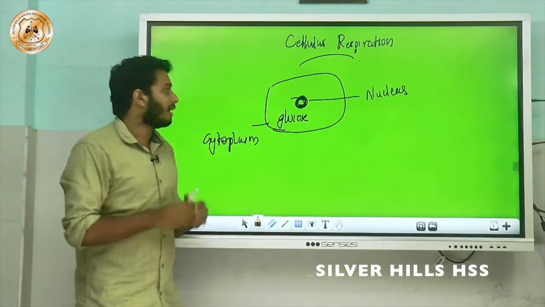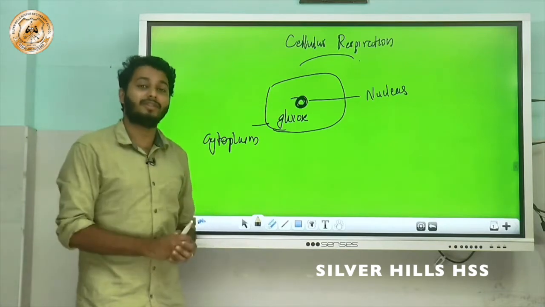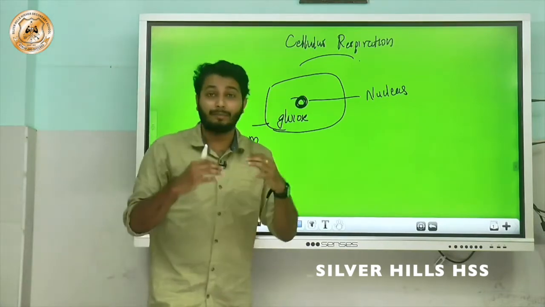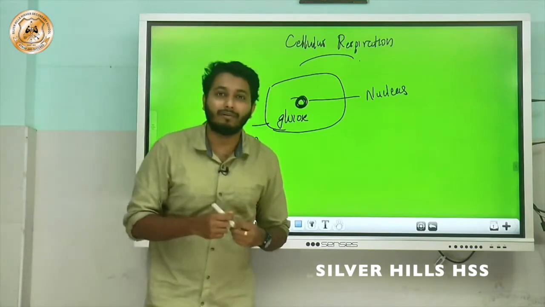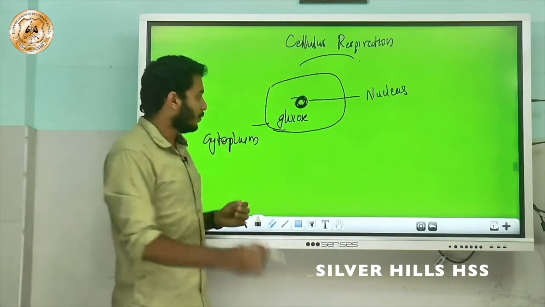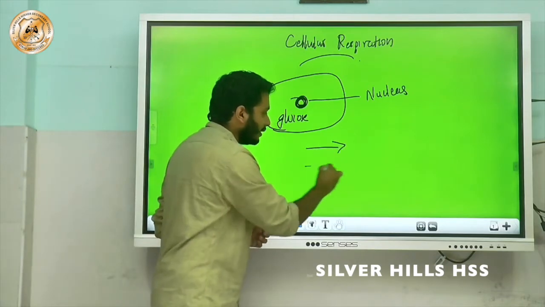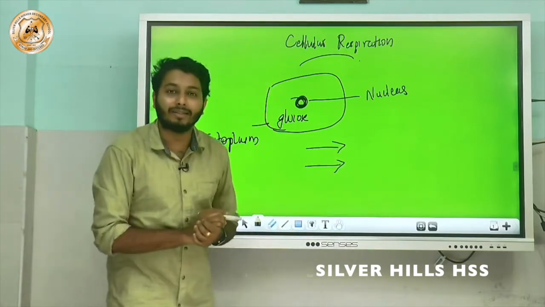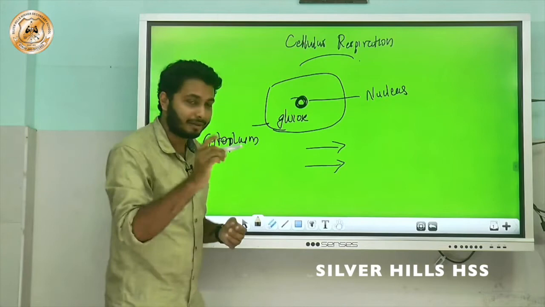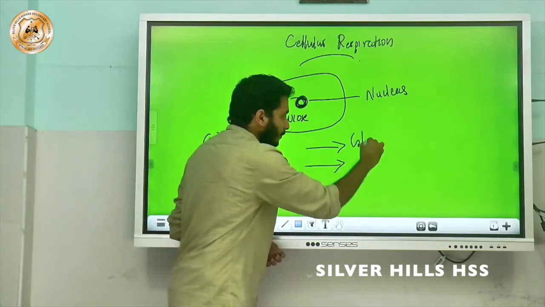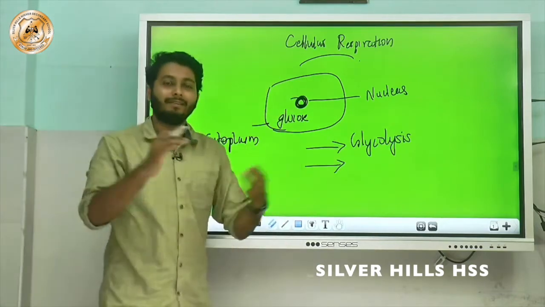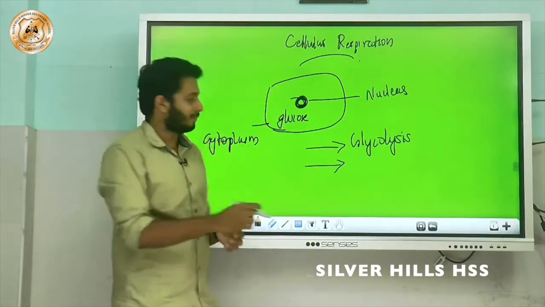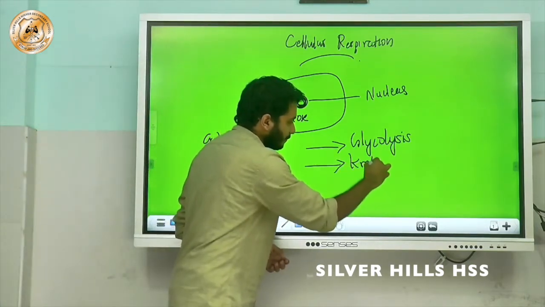This cellular respiration has two stages or two phases. Let me explain which two phases are involved in cellular respiration. The first one is glycolysis, which is very important. And the second phase is called the Krebs cycle.